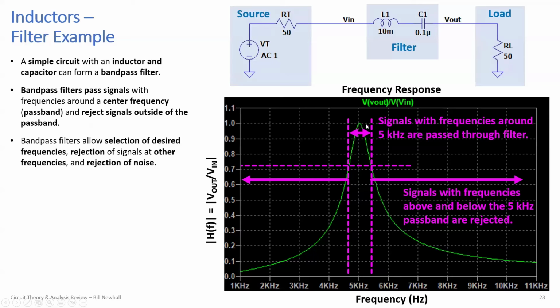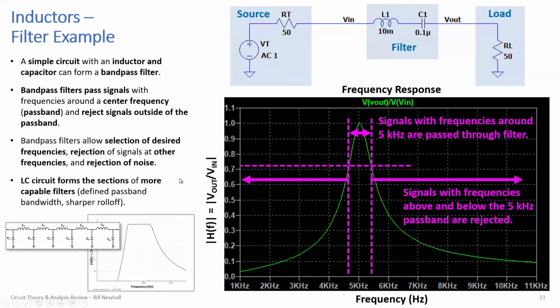If you deviate from that resonant frequency, one of those components, the inductor or the capacitor, is going to start essentially blocking current or acting like a high impedance. All right, and there are more complex filters, of course, you could build. This kind of structure, this LC structure, can be used in multiple sections to build more capable filters.